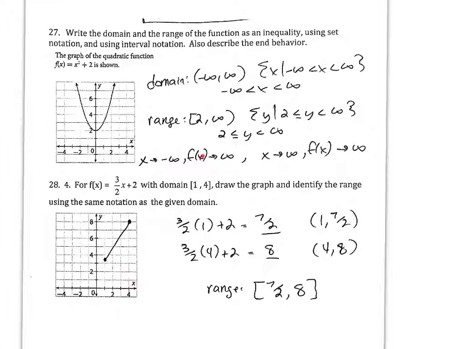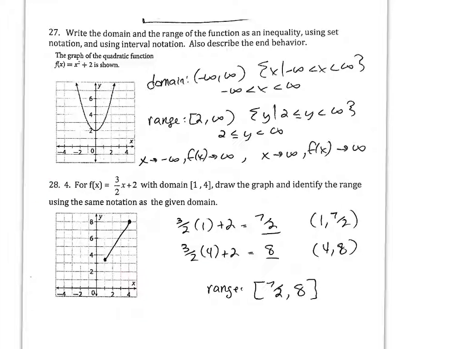And then behavior, remember we wrote it like this. As x goes to negative infinity, which means as x is going left, the graph's going up, which means it's going to infinity. And the second part is x is going to positive infinity. As x is going right, the graph's also going up. So both those should equal the same thing.